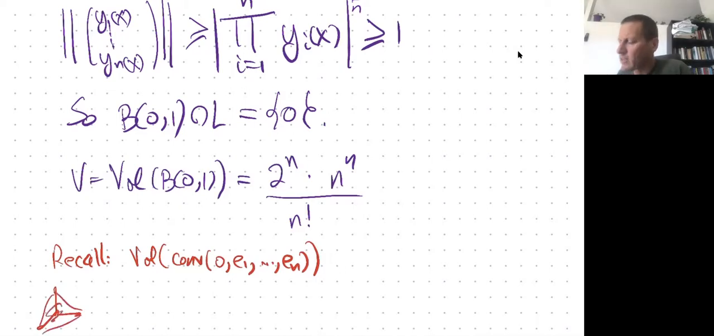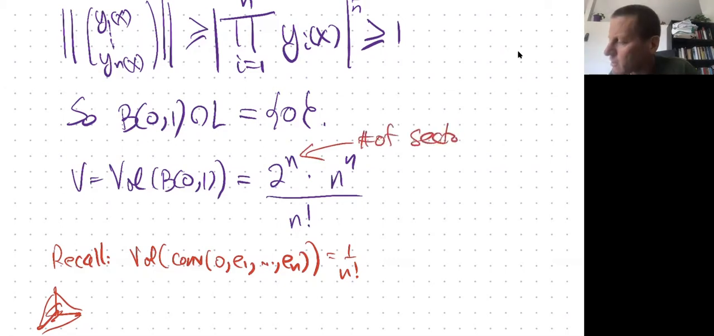So this is kind of a standard calculus exercise, and the big measure gives this guy 1 over n factorial. And what is this ball? Well, there are 2 to the n of these pyramids because I can restrict this ball. This is the L1 ball, so I can restrict it to the positive sector. I get a pyramid. There are 2 to the n sectors. So that's the source of this. This is the number of sectors. This is the volume of one of these pyramids.